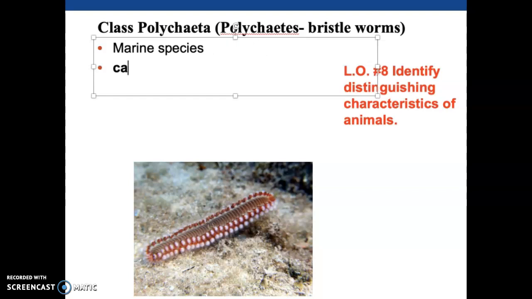So when we talk about ecological role, these are eating other things. Active little predators going along eating stuff. Now, what makes these guys different, what puts them into their own class, is that they have these structures known as parapodia.